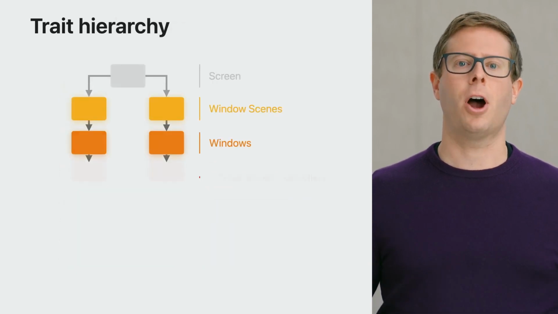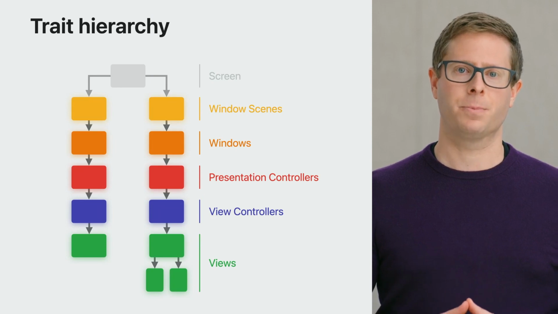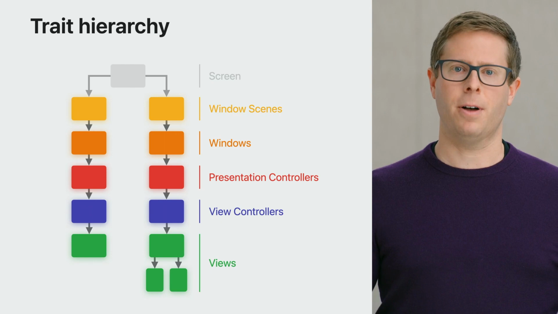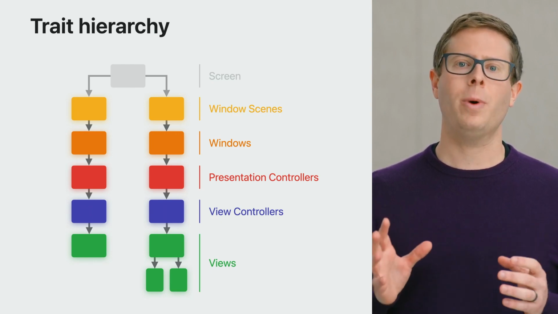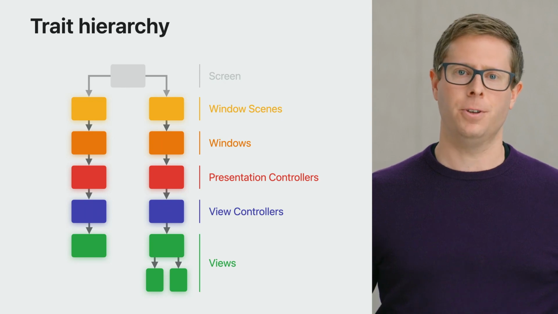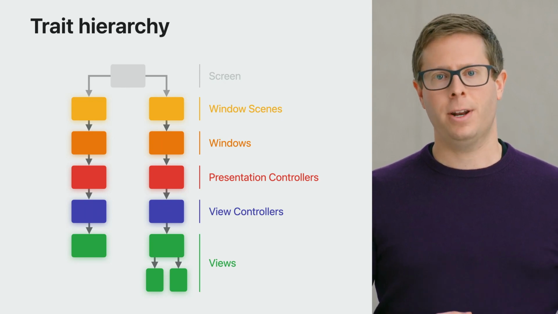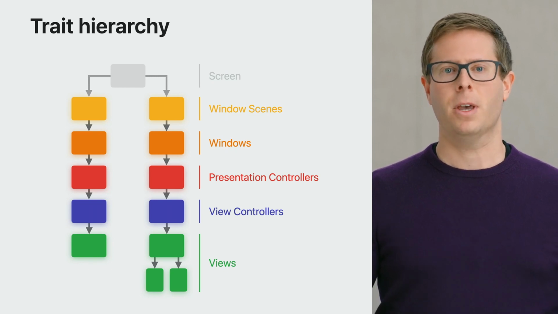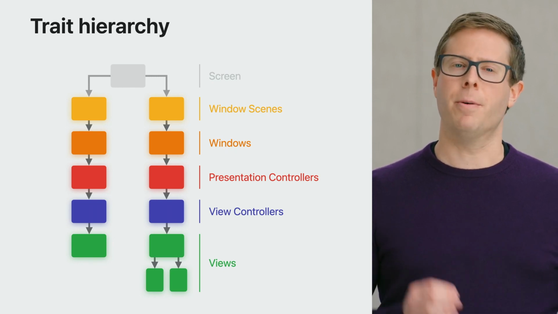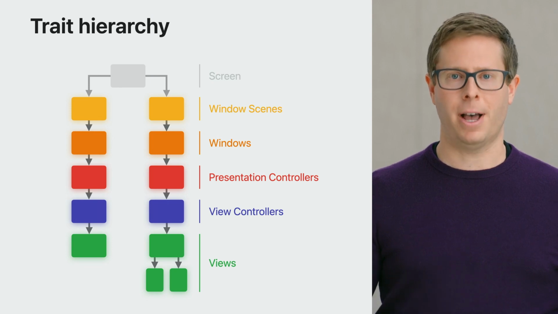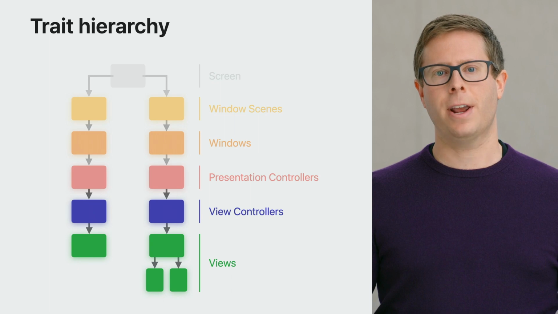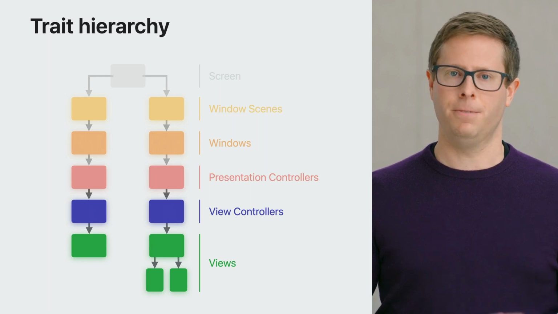Trait environments are connected in the trait hierarchy, which is how traits flow through your app. Here's an example of the trait hierarchy's tree structure, from each window scene all the way down to the individual view controllers and views. Each trait environment inherits trait values from its parent environment. Always use the trait collection of the most specific trait environment possible. I'll dive deeper into the way that traits flow through view controllers and views.